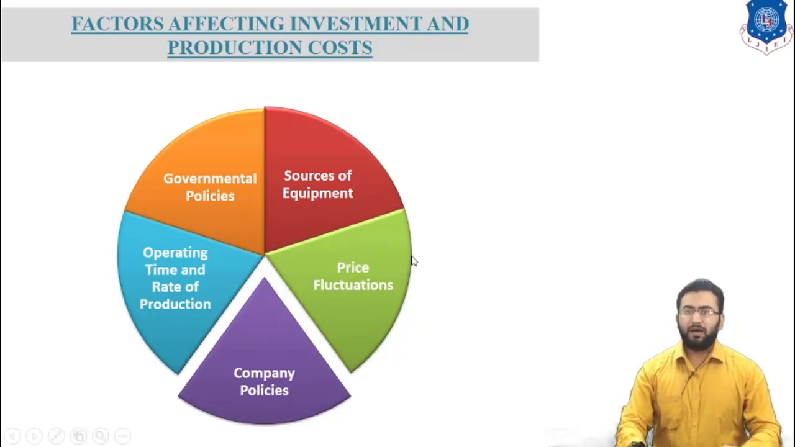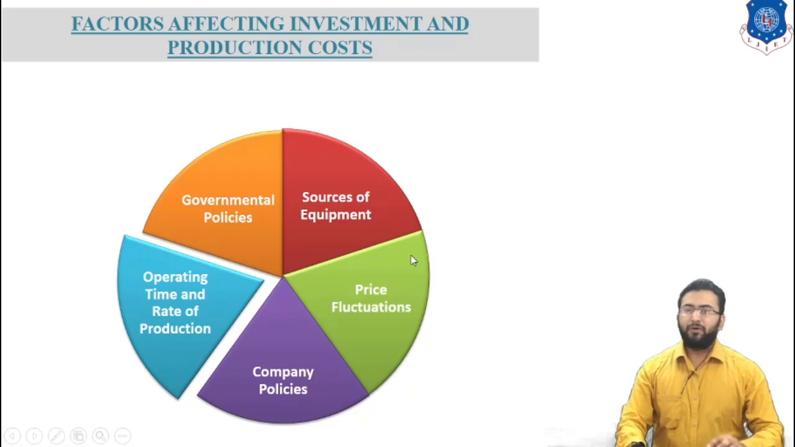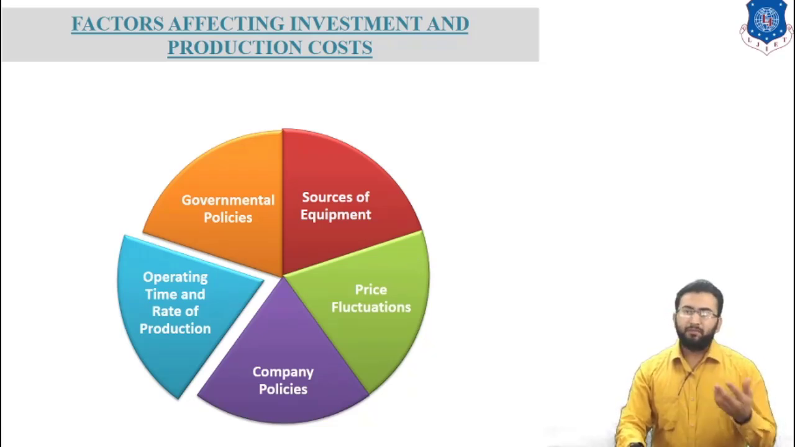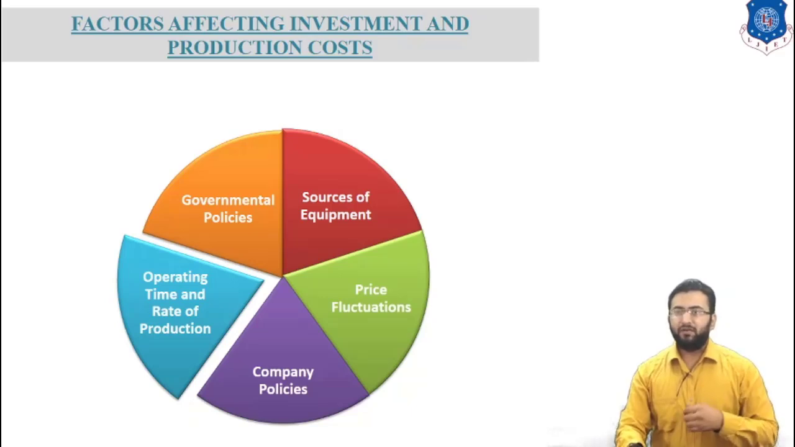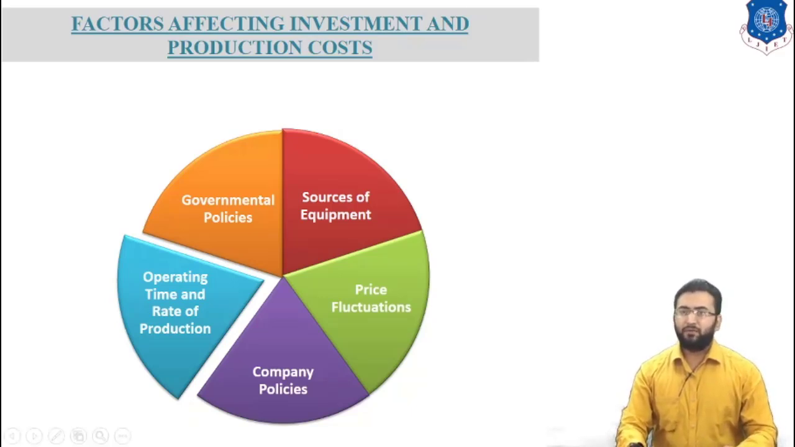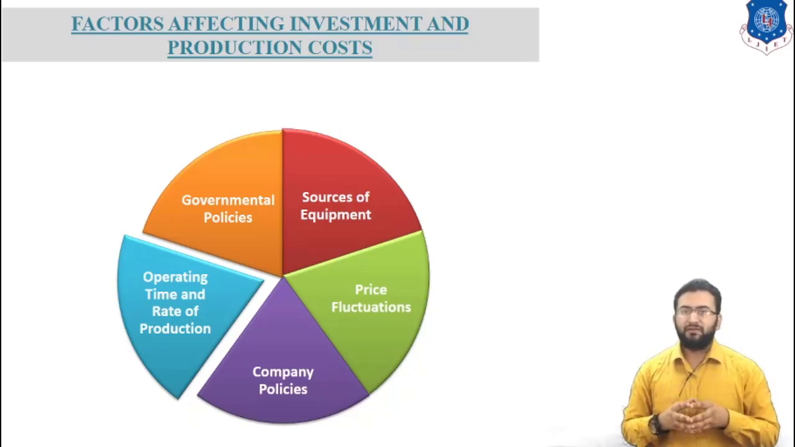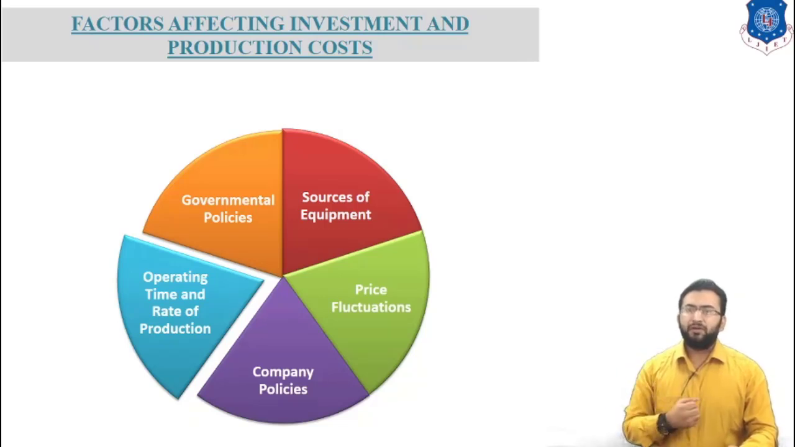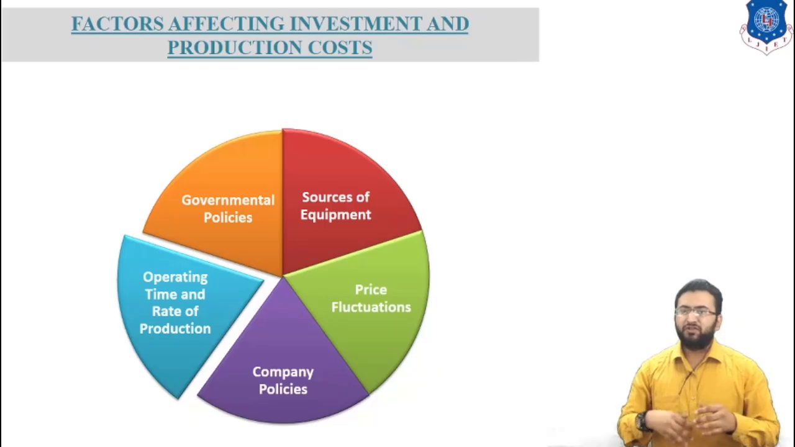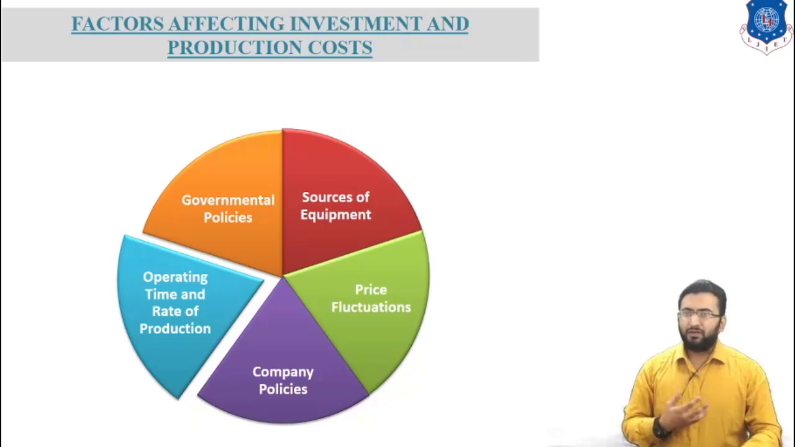So this is all about how company policy affects operating cost, investment and purchasing cost. Now let's talk about operating time and rate of production. One of the factors that has an important effect on cost is the fraction of the total available time during which the process is in operation. When the equipment stands idle for an extended period of time, the labor costs are usually lower. However, other costs such as those for maintenance, protection and depreciation continue even though the equipment is not in active use.